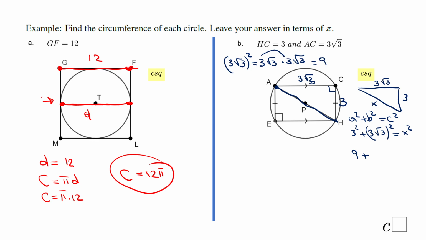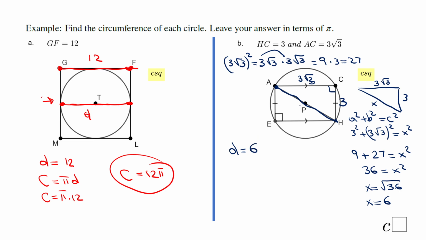And then we have square root of 3 times square root of 3, that will be 3, that will be 27. 9 plus 27 equals x squared. 9 plus 27 will be 36, and that will be x squared. So x will be square root of 36, which is nothing else than 6. So ladies and gentlemen, the diameter of this circle is 6.